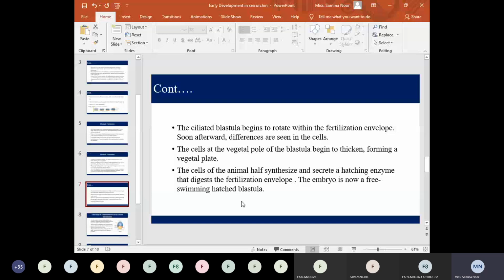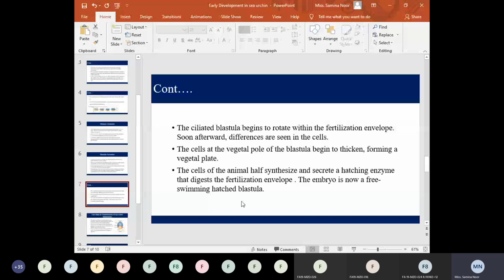So then the ciliated blastula begins to rotate within the fertilization envelope, and soon after that differences are seen in the cells. When the cilia appear on the surface of the cells, the blastula begins to rotate within the fertilization envelope with the help of these locomotory organelles, and the cells at the vegetal pole of the blastula begin to thicken. Then at the end of the blastula stage, the cells present at the vegetal pole begin to thicken and form a vegetal plate.